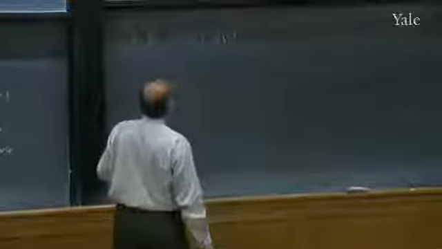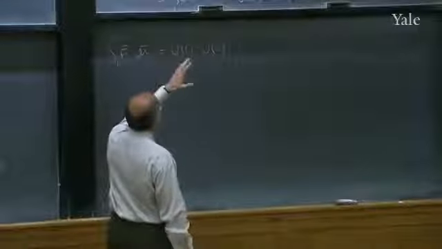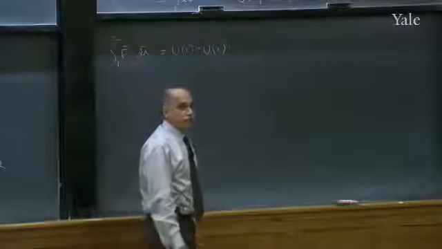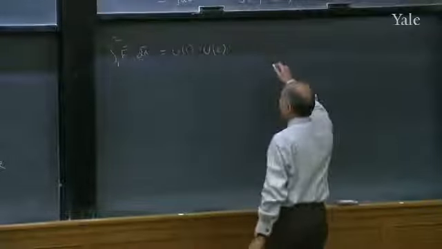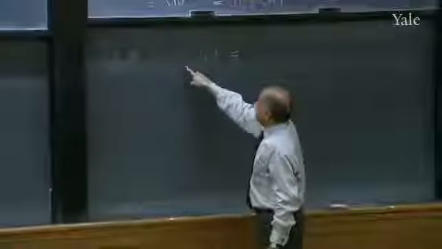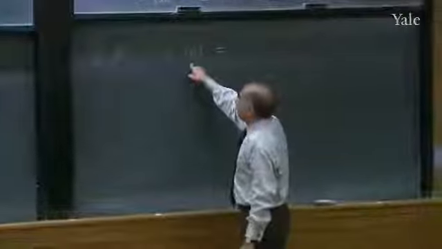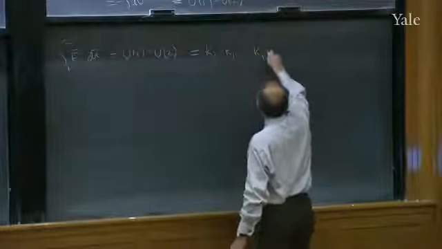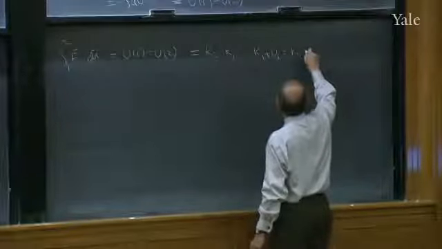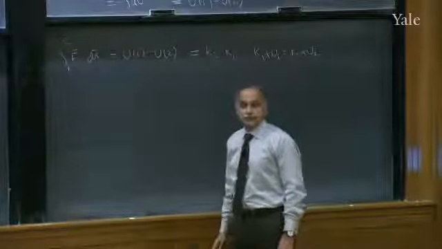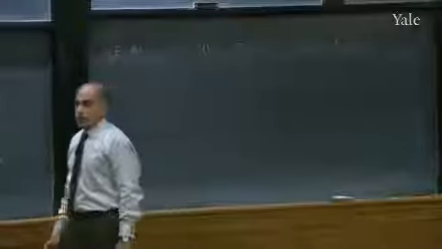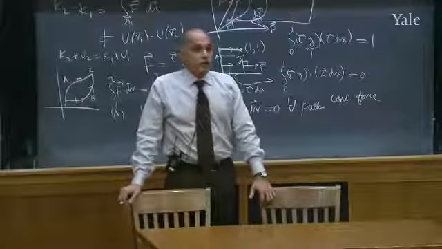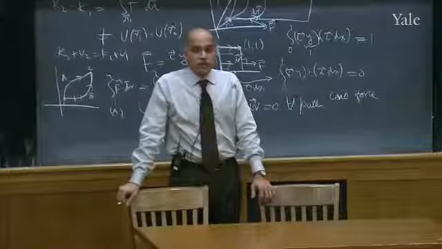So not every F has this property, but an F derived from U by that trick of taking the gradient has this property. Therefore, for that F, we might say this is for a conservative force. But we always knew F dot dr is K2 minus K1. Therefore, we get K1 plus U1 is equal to K2 plus U2. In other words, the U that you began with is the potential energy for that problem.